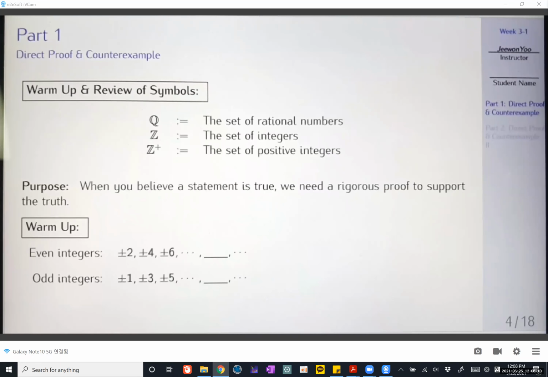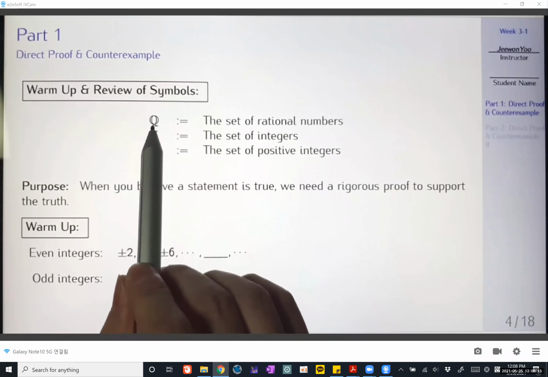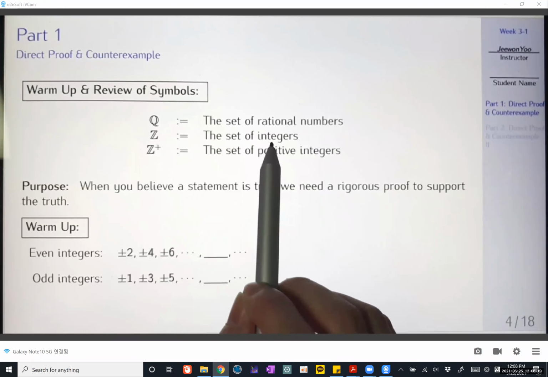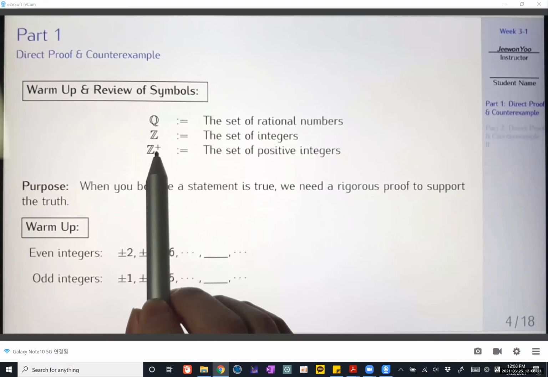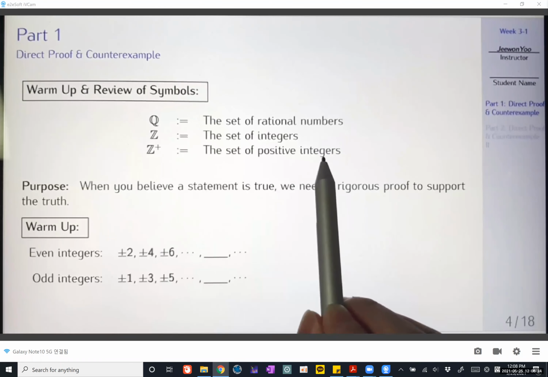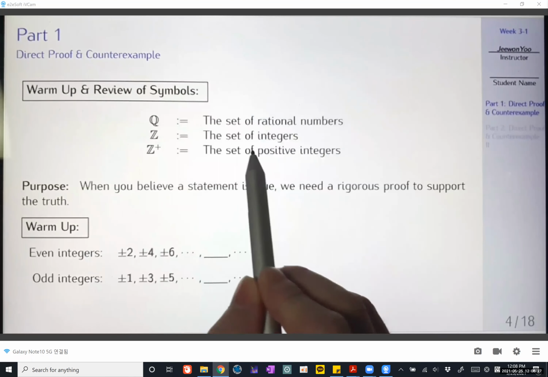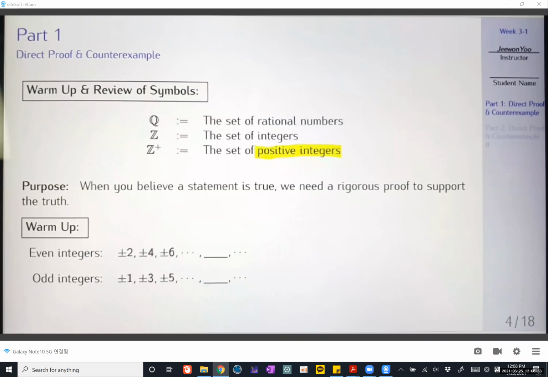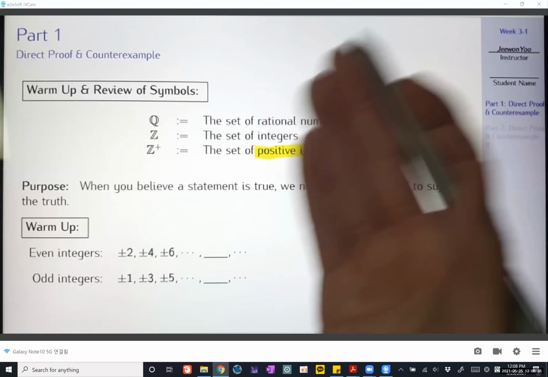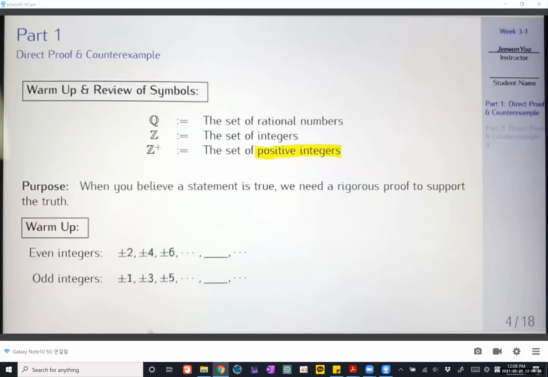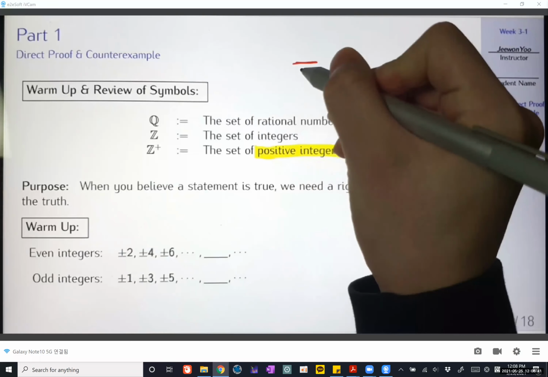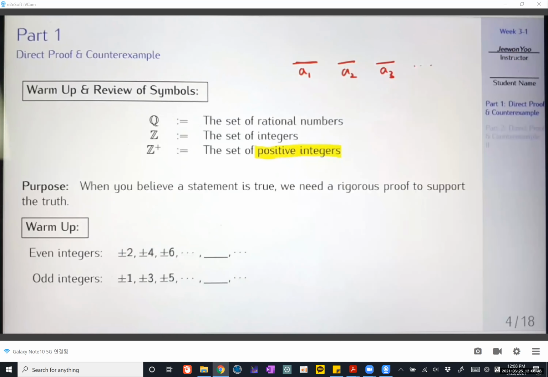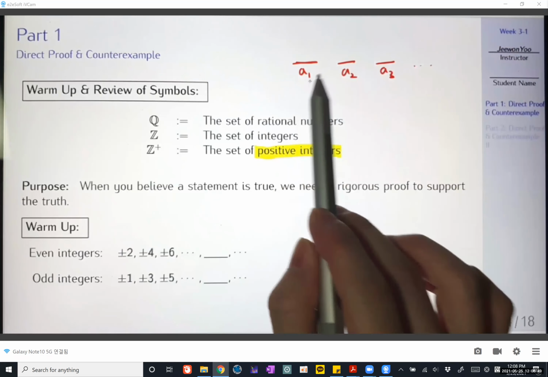As a review of symbols, by now, I hope you remember the boldface Q represents the set of rational numbers, the boldface Z represents the set of integers, and the boldface Z plus represents the set of positive integers. And it's a discrete structures course. We love these structures, positive integers. It's counting 1, 2, 3, and so on. You know what sequences are. We usually represent sequences A1, A2, A3, and so on. Do you agree? So we always count things 1, 2, 3, and so on.